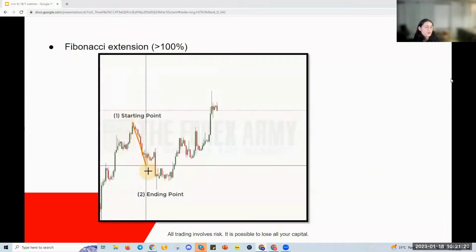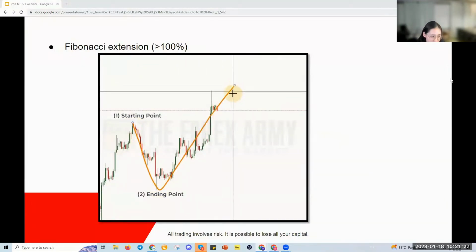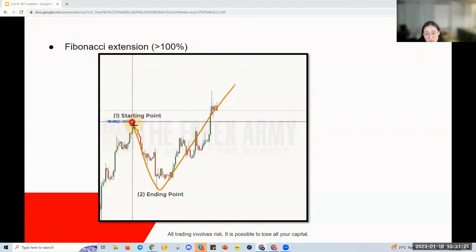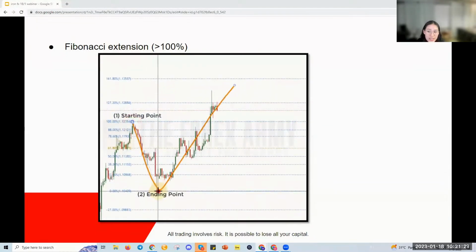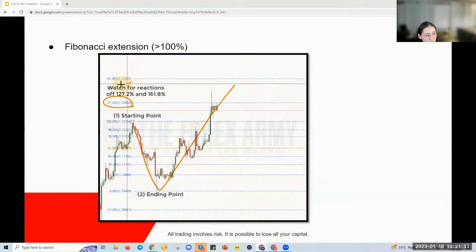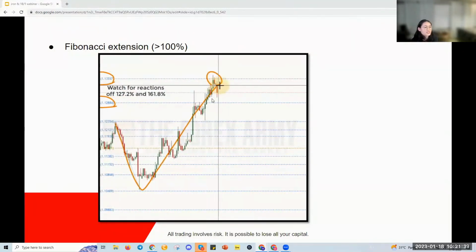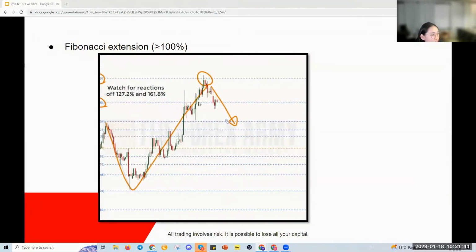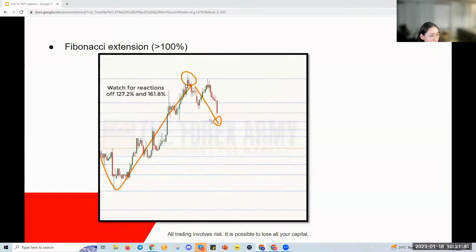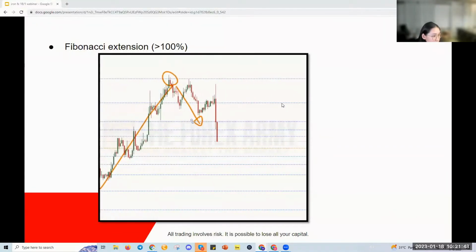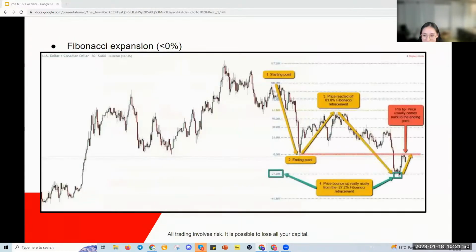Okay, so let's move on to Fibonacci extensions, those beyond 100%. So when using the 127 and 161.8 levels for extensions, we want to look out for the V shape or Nike tick as shown here. So in this GIF, you can see how price bounces off of these levels. Let me just start it all over again. Okay, here.